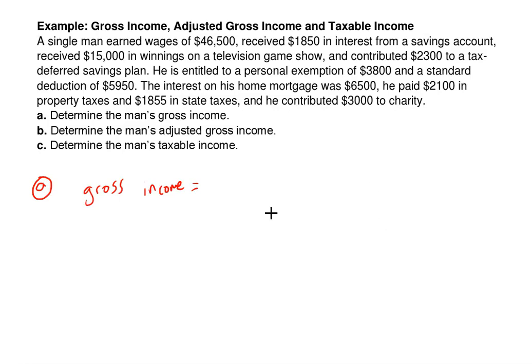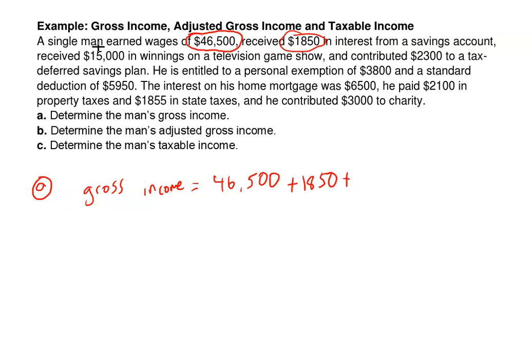Okay, so this man's gross income is before any taxes, before any deductions, before anything like that. Just how much money altogether in total did this person make? We'll circle these in red. This person's wages were $46,500. So that counts as part of their income. They also received interest from a savings account. That counts as income. That's extra money this person made. So that's another $1,850.